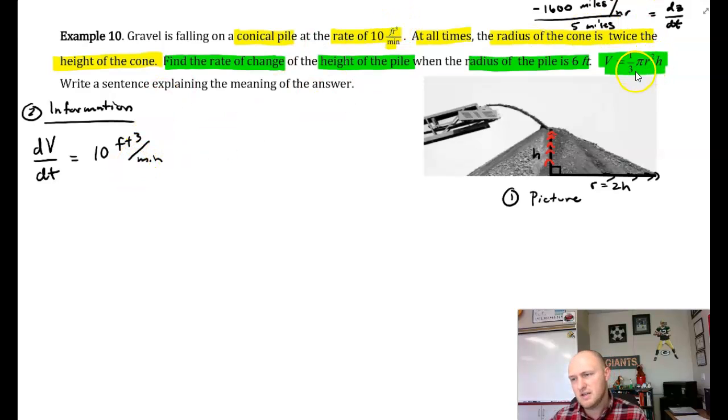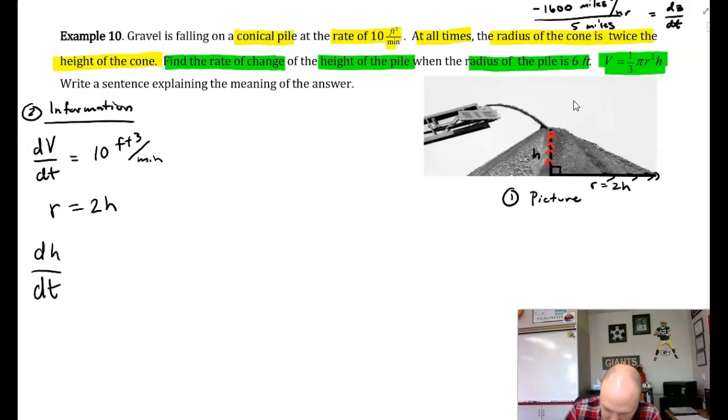Also, they tell us the equation that we're going to use, which is given here. Next, they tell you that at all times, and this is important because this is constant, the radius of the cone is twice the height. The radius of the cone is equal to 2 times the height. With that, we can do a substitution, and I'll talk about that in a second. Next, what do they want us to find? They want us to find how the height is changing. So what is dh/dt when the radius is equal to 6 feet?